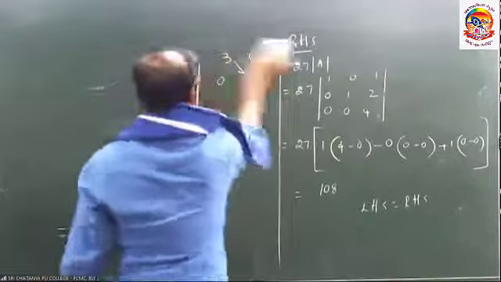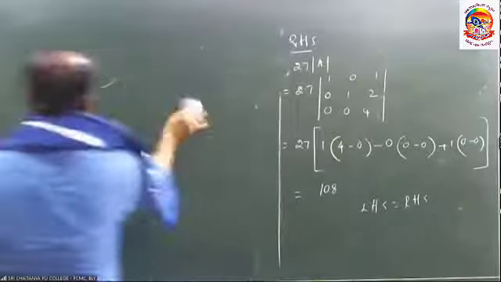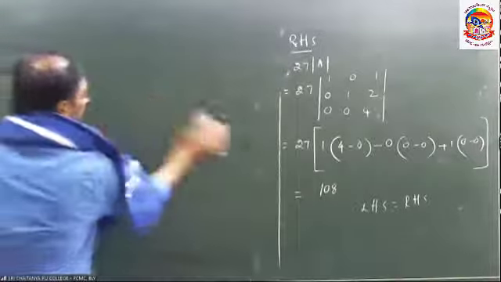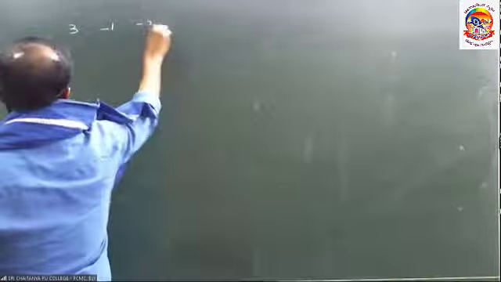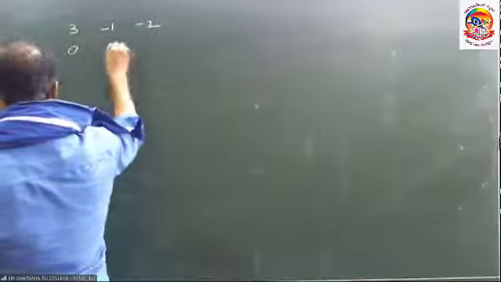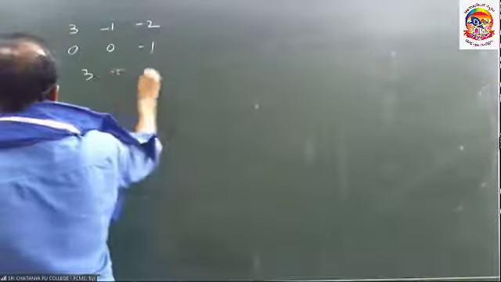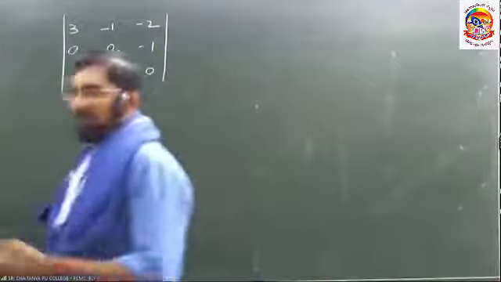Find the determinant of the following matrices. Three, minus 1, minus 2; 0, 0, minus 1; 3, minus 5, 0. Find out. Expand this one by using the first row.